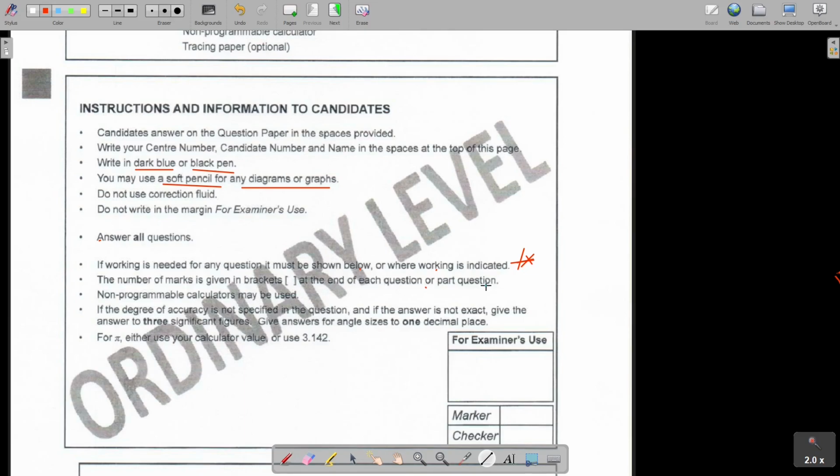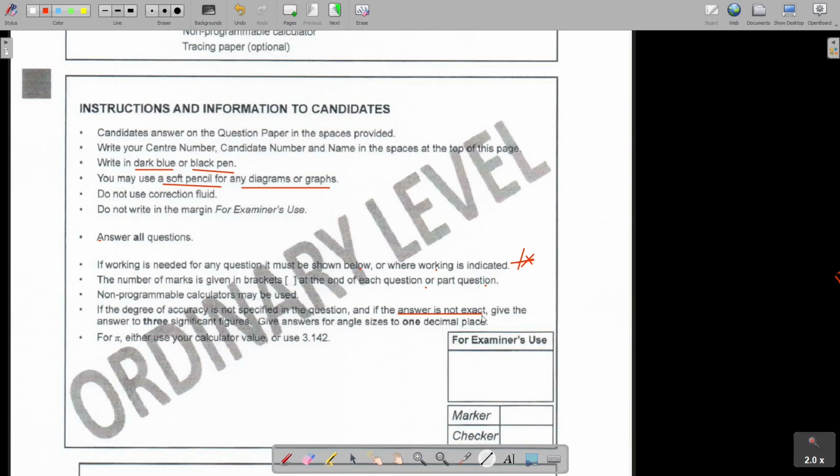Non-programmable calculators may be used. And this is very important: if the degree of accuracy is not specified in the question, and if the answer is not exact. Now, what does the word exact mean? It means it stops on the calculator, like 6.25 or 7.378, and there's no more. So if it stops, you write it as it is on the calculator.